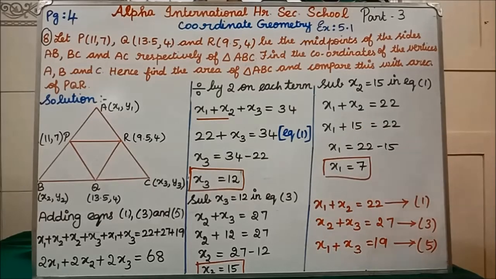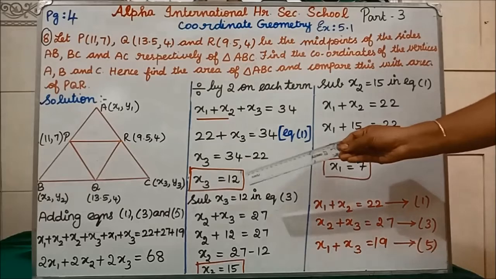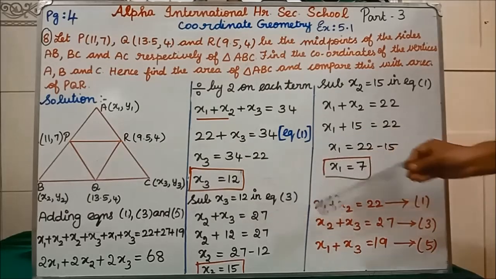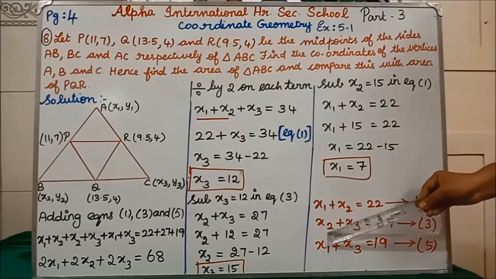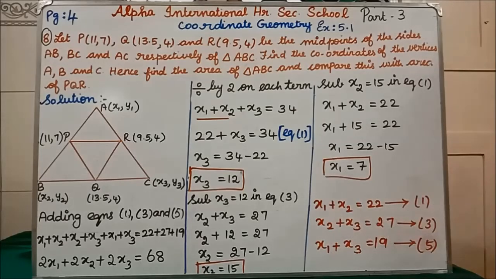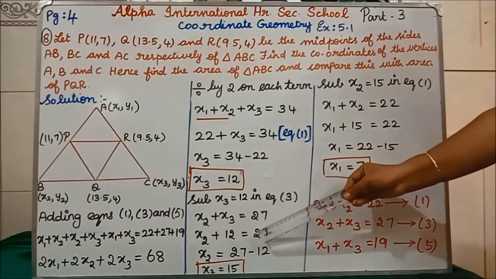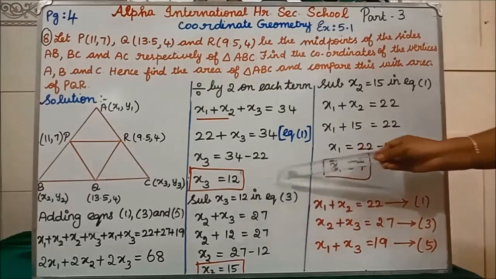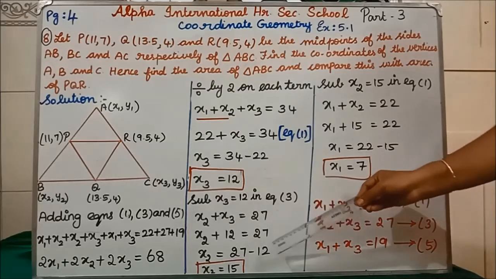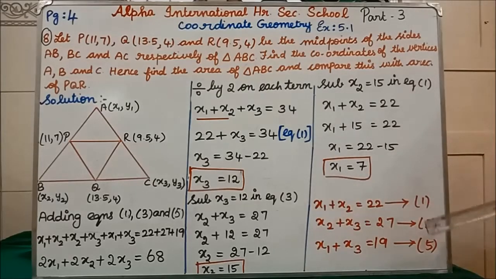Now with this we can find another value. What is that? Substitute x3 equal to 12 in equation 3. What is our equation 3? This is our equation 3: x2 plus x3 equal to 27, isn't it? x2 plus 12 equal to 27. The next step, you bring this 12 this side. 27 minus 12 is x2 equal to 15.